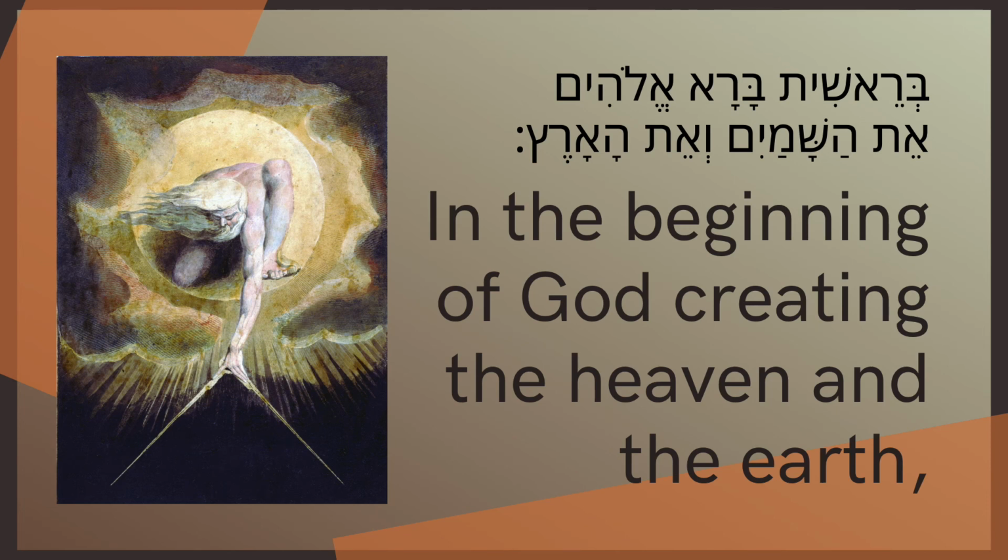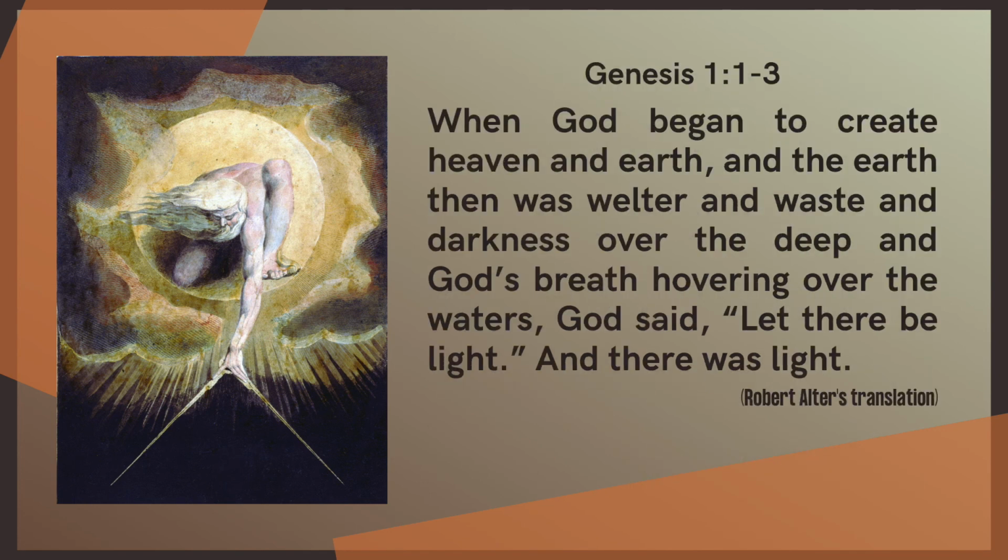To illustrate the relationship between Genesis 1:1 and Genesis 1:2, here's Genesis 1:1-3 in Robert Alter's translation. When God began to create heaven and earth, and the earth then was welter and waste, and darkness over the deep, and God's breath hovering over the waters, God said, "Let there be light," and there was light.